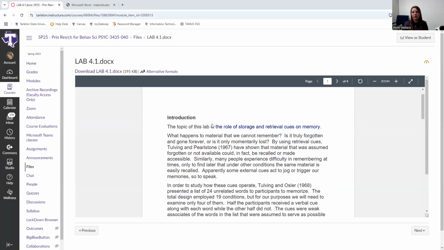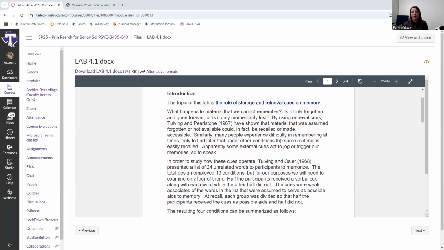So let me share my screen. Okay, so this is the lab 4.1 document, right? This is where you see all the information that we always talk about. The topic of this lab is the role of storage and retrieval cues on memory. So we're saying, hey, what happens to information if you can't remember it? Is it really forgotten, or could it be cued? And then that cue could help someone find that information that we thought was lost.